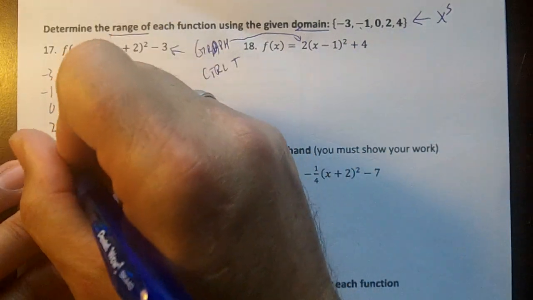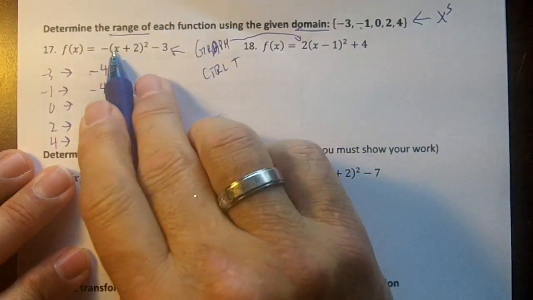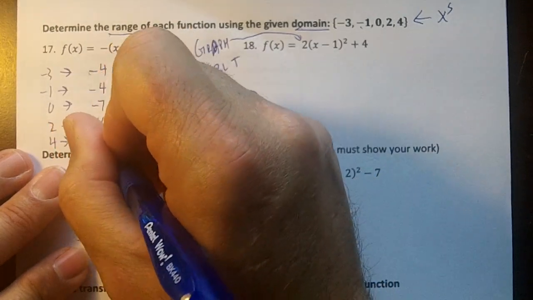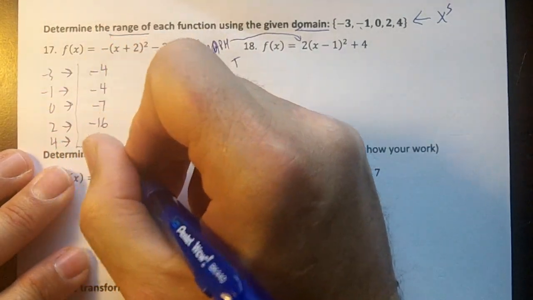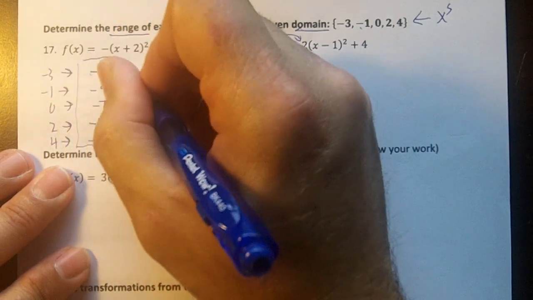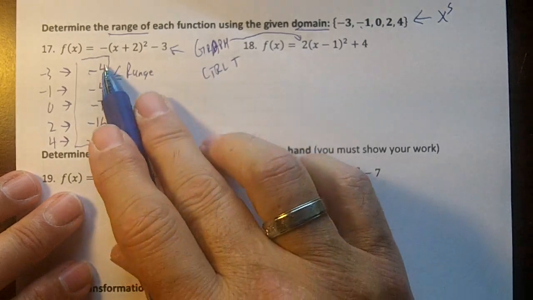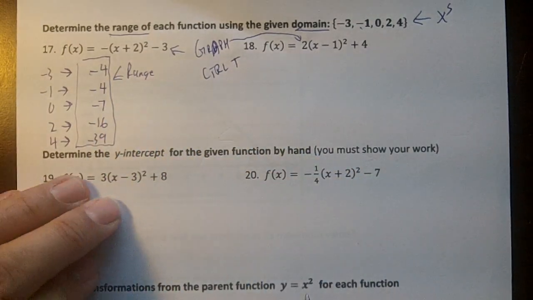And if I plug in 4, I'm going to get 6. 6 squared is 36. -36 minus 3 is -39. So I just did those in my brain. These numbers right here would be my range, wouldn't they? On your test, just write graph, Control T, and just get these numbers from the calculator.